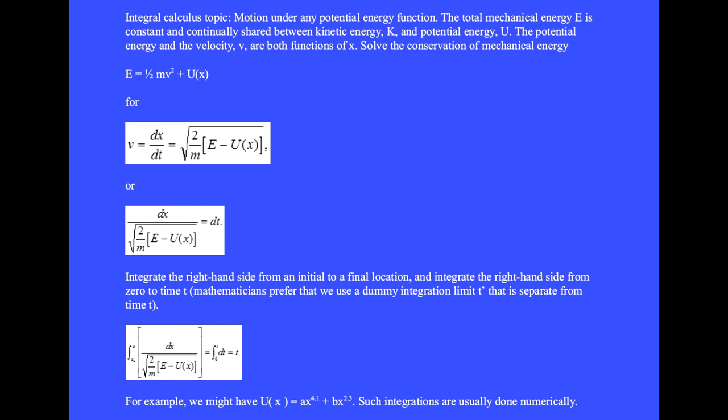Mathematicians prefer that we use a dummy integration limit t prime that is separate from time t. The time integral can be done once and for all and equals t. For the potential energy U of x, we might have ax to the 4.1 plus bx to the 2.3, where a and b are constants. Such integrations are usually done numerically.